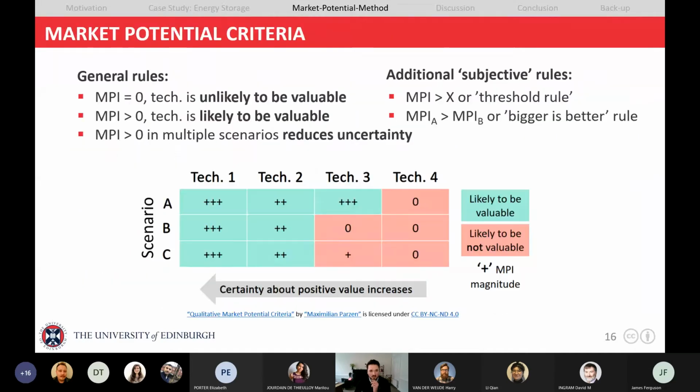And then there's the market potential criteria. That's basically simple. If we have a market potential which is 0, it's unlikely to be a valuable technology. If it's larger than 0, it's likely to be valuable. If it's larger than 0 in multiple scenarios, it just reduces uncertainty. And then there are also some additional rules that companies could apply. For example, if Siemens wants some specific minimal market, then they can exclude all technologies below a specific threshold. And then, bigger market is better. I think this is self-explaining.